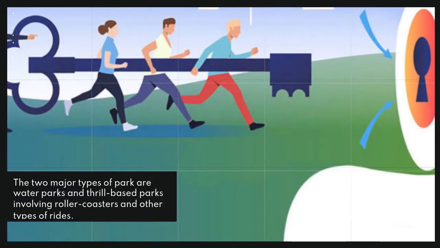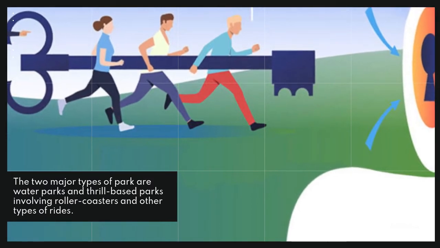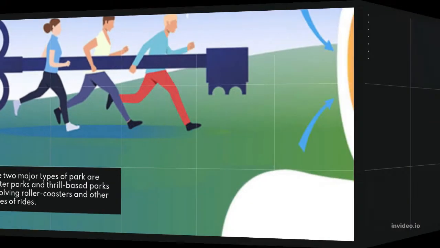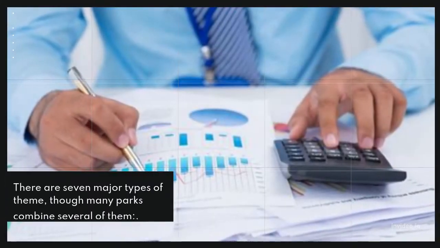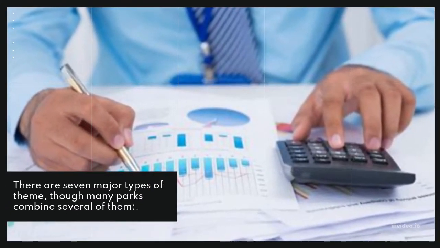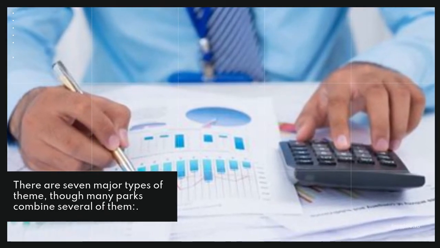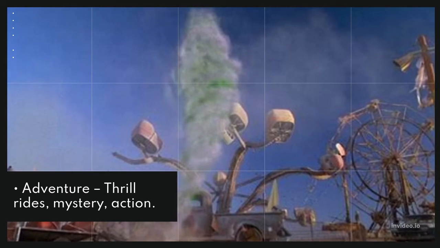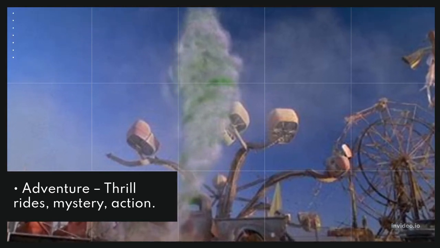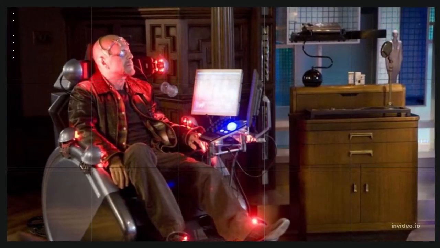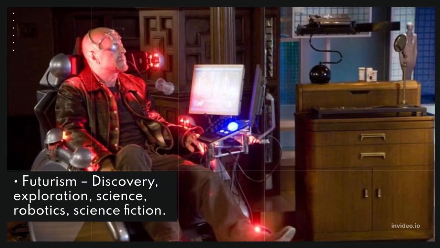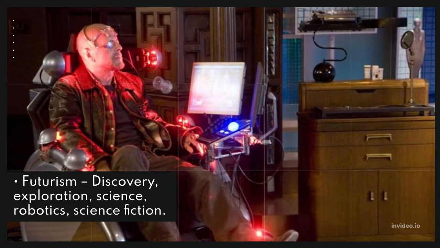The two major types of park are water parks and thrill-based parks involving roller coasters and other types of rides. There are 7 major types of theme, though many parks combine several of them. Adventure, thrill rides, mystery, action. Futurism, discovery, exploration, science, robotics, science fiction.